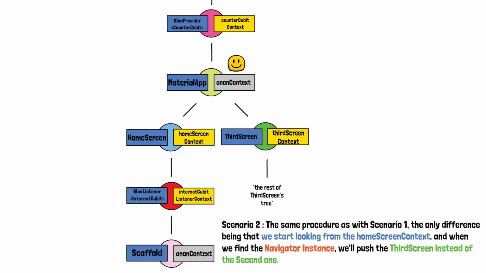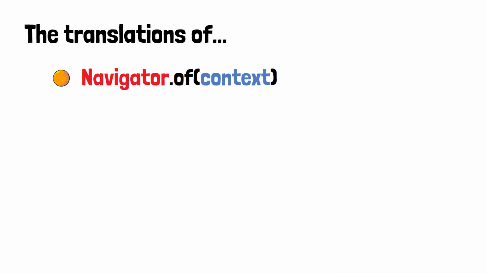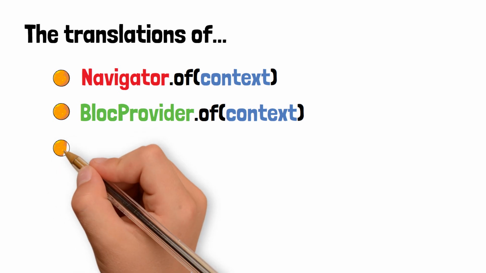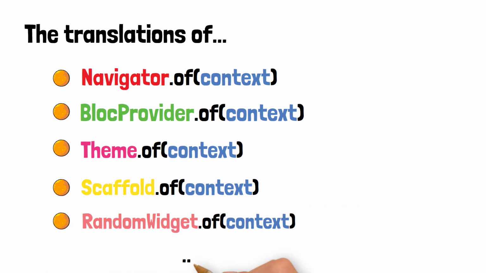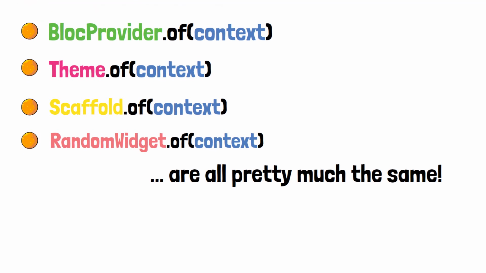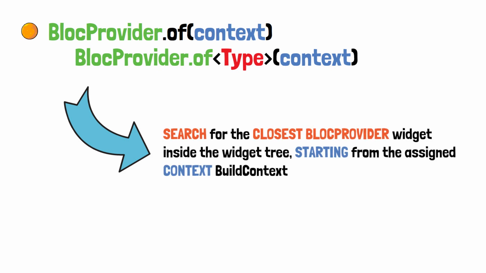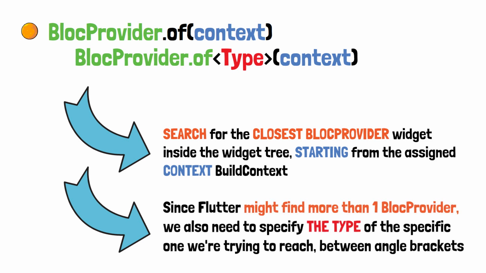You need to understand that the translation of the Navigator.of(context) line of code works also when you're writing BlocProvider.of(context), Theme.of(context), Scaffold.of(context), or any similar sequences. Therefore, BlocProvider.of(context) means that we'll search for a specific provided instance of a bloc or cubit inside the widget tree starting from the provided context. Since there might be multiple provided blocs or cubits, that's why we're mentioning the type of it between angle brackets. I hope you understood how build contexts work and interact with each other overall.